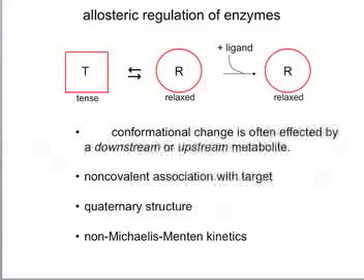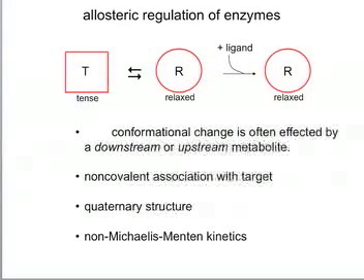And that we can drive this equilibrium backwards and forwards through the presence of non-covalently bound ligand molecules. So in this case we see that this ligand, this might be a positive allosteric effector, driving the equilibrium towards the relaxed state. So conformational change is often affected by downstream or upstream metabolites. So in this case, let's consider that the system that we're regulating, the enzyme that we're regulating, is part of a metabolic pathway, and that this enzyme that's part of that pathway responds to allosteric effector molecules.